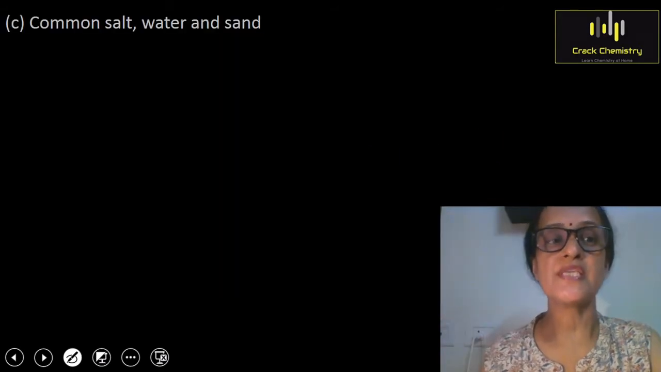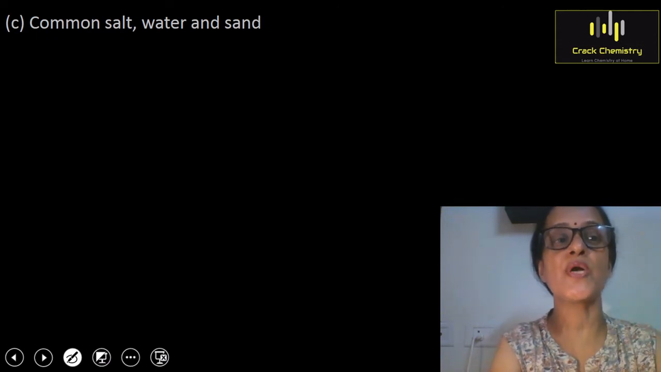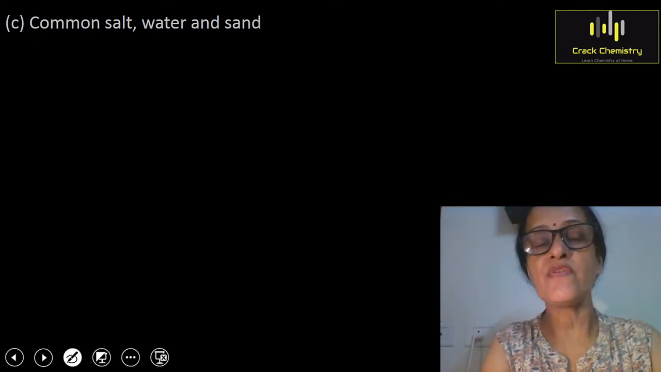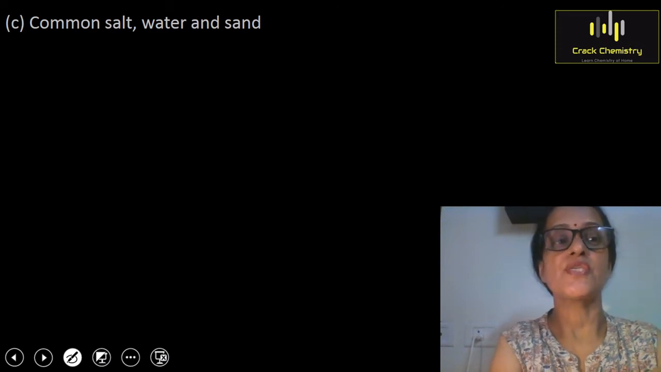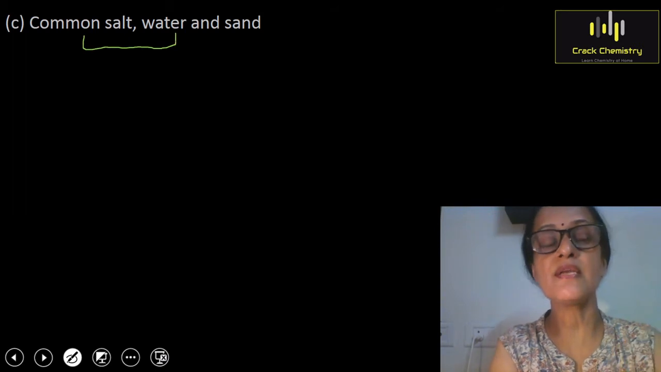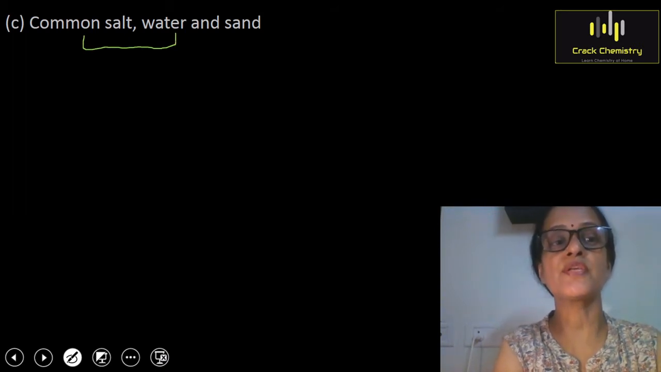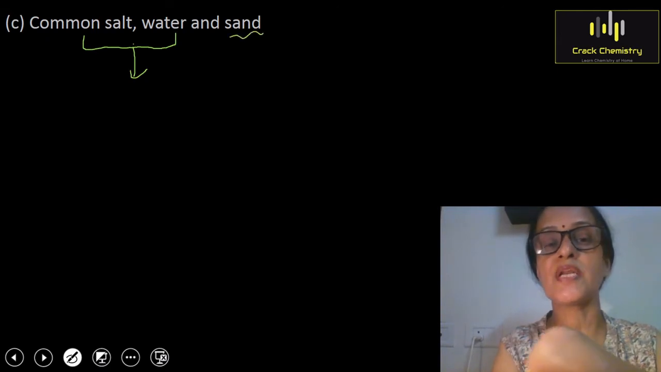Children, next question is how you will separate components of a mixture of common salt, water and sand. So we will do the same thing as we did in the previous cases. We will find out the difference in properties of components of the mixture. So the given mixture contains common salt, water and sand, and we know that common salt is soluble in water, whereas sand is insoluble in water.